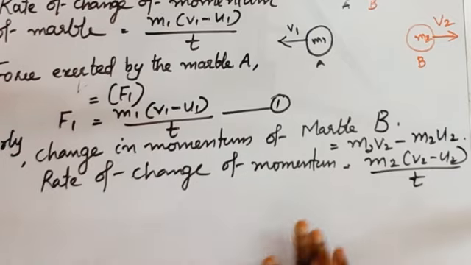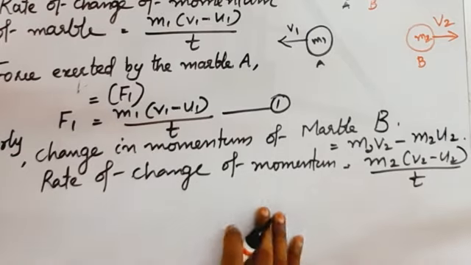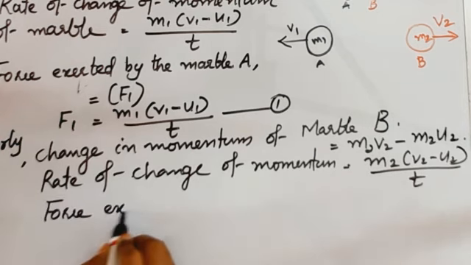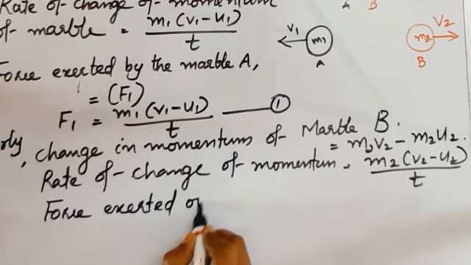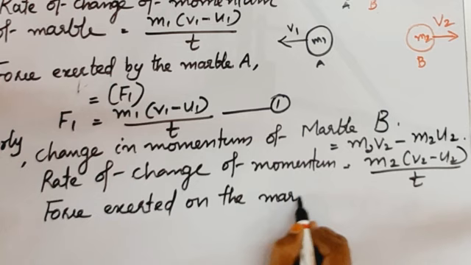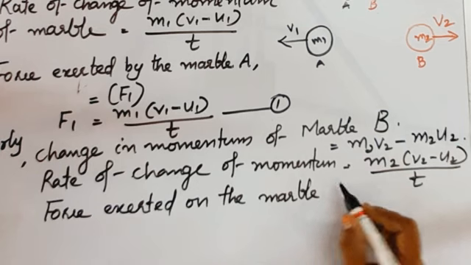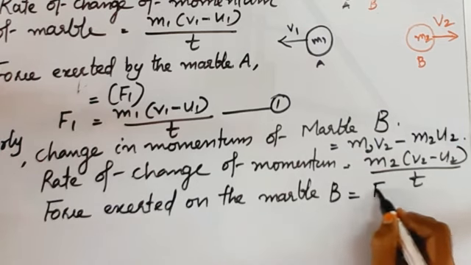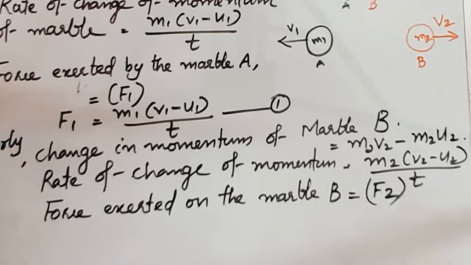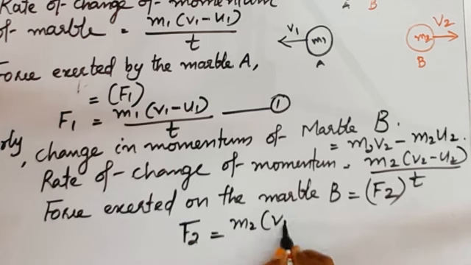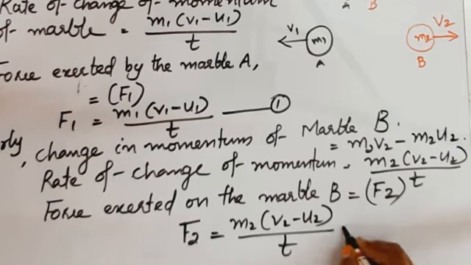Then after that, what do we want to write? Force exerted on the marble B. Force exerted on the marble B is taken as F2. So we can write F2 is equal to M2 into V2 minus U2 divided by T. This is equation number 2.